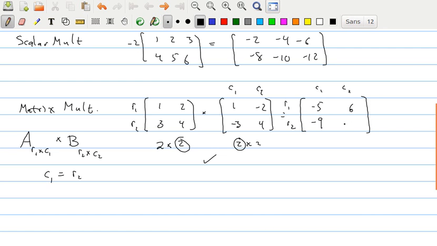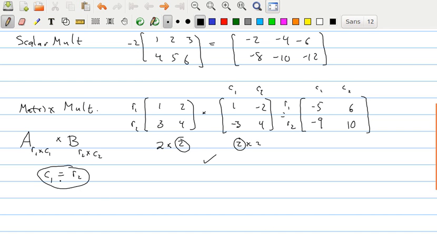Now to get the last entry, it's in row 2, column 2. So we dot product row 2 with column 2. So 3 times negative 2 is negative 6, plus 16 is 10. So that's the answer we get from that matrix multiplication. It's kind of a quirky definition. Let's just go and verify why this has to be true.